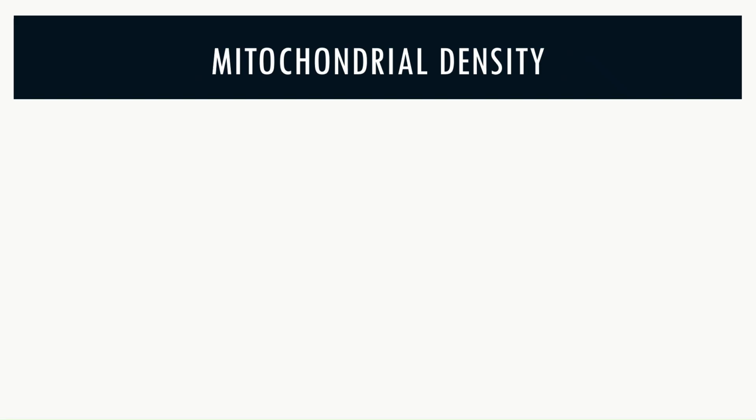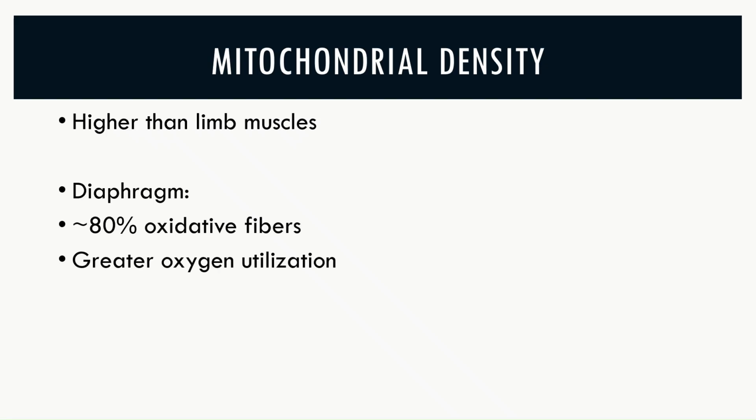Mitochondrial density. Respiratory muscles, especially diaphragm, have higher mitochondrial density compared to limb muscle. Approximately 80% of diaphragm fibers are oxidative, allowing greater oxygen utilization.